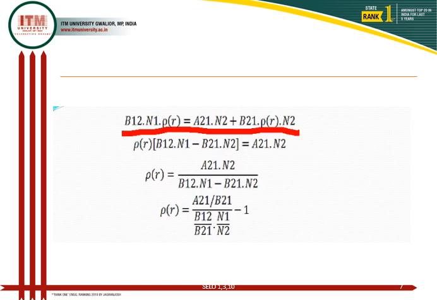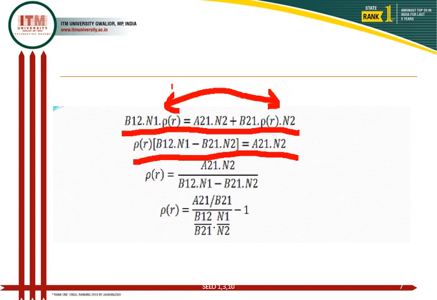Now, as you see, these two quantities having rho R, can we bring this here? If we bring this on this side and this on the other side, then this will be the answer. Rho R B12 N1, B21 N2, A21 N2. Rho R I am taking common here, and if you just find out the value of rho R, you will be here A21 into N2 upon this.